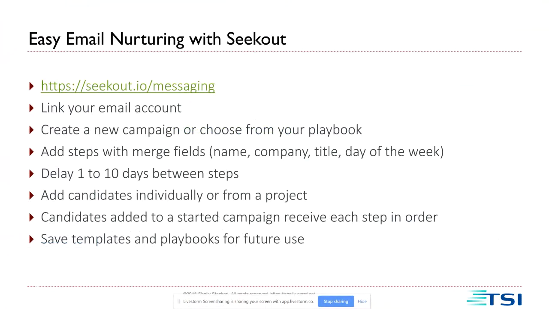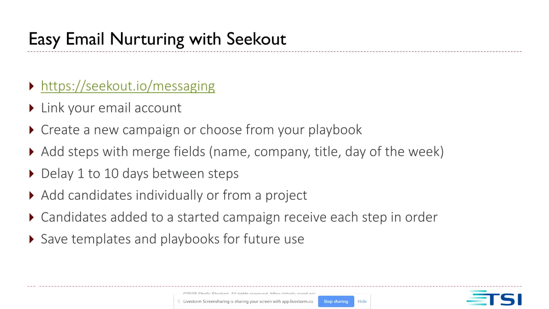The fields are coming in from the data that SeekOut is collecting from profiles. So name, company, title, and then the day of the week, which obviously doesn't come from the profile, but you get my point. You have the option to delay anywhere from 1 to 10 days between each step. So, as I mentioned before, you can use my 14-day plan, or you can do 7 messages in 7 days, or you can do 7 messages in 21 days. In fact, you can do 7 messages in 70 days if you'd like. That's about as far wide as you want to space things out anyway.